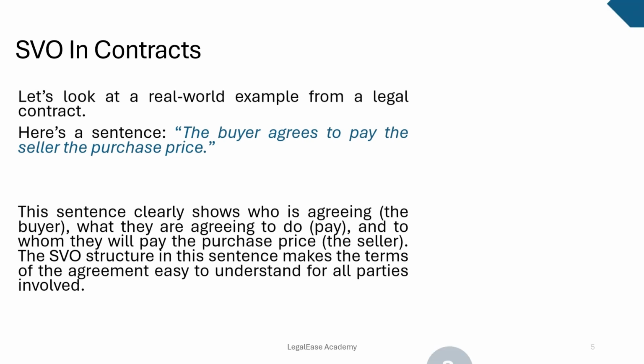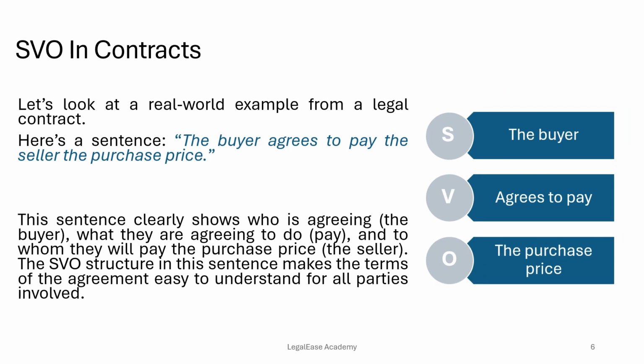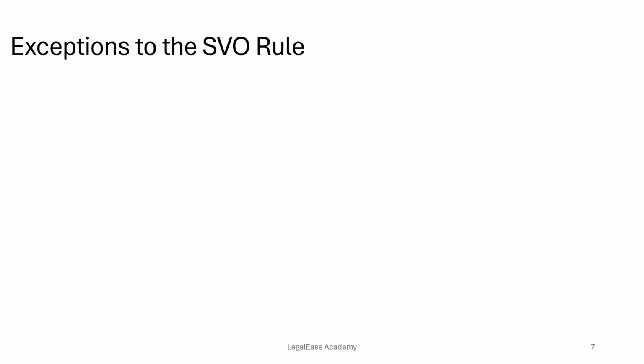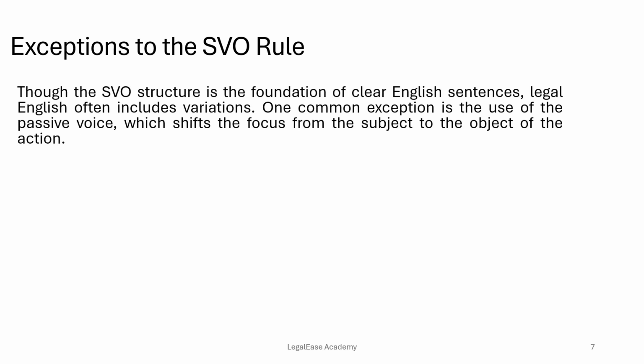And here is a breakdown again of exactly the subject, the verb, and the object in this sentence. So, as with any rule in grammar, in the English language, there are exceptions. So although the SVO structure is the foundation of clear English sentences, legal English often includes variations. One common exception is the use of the passive voice, which shifts the focus from the subject to the object.